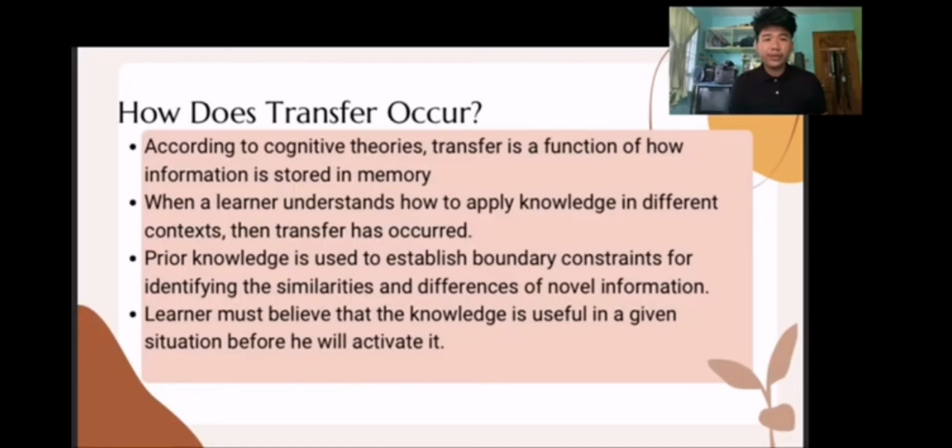So how does transfer occur? According to cognitive theories, transfer is a function of how information is stored in memory. Next, when a learner understands how to apply knowledge in different contexts, then transfer has occurred. Next, prior knowledge is used to establish boundary constraints from identifying the similarities and differences of novel information. And last, the learner must believe that the knowledge is useful in a given situation before he will activate it.